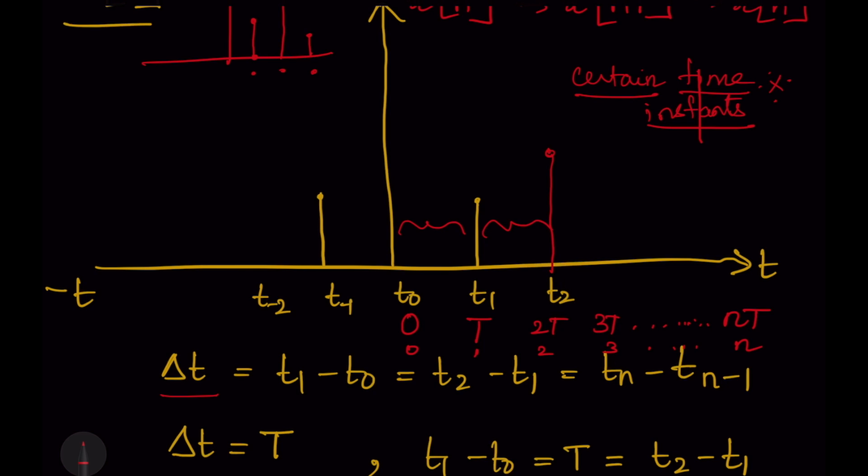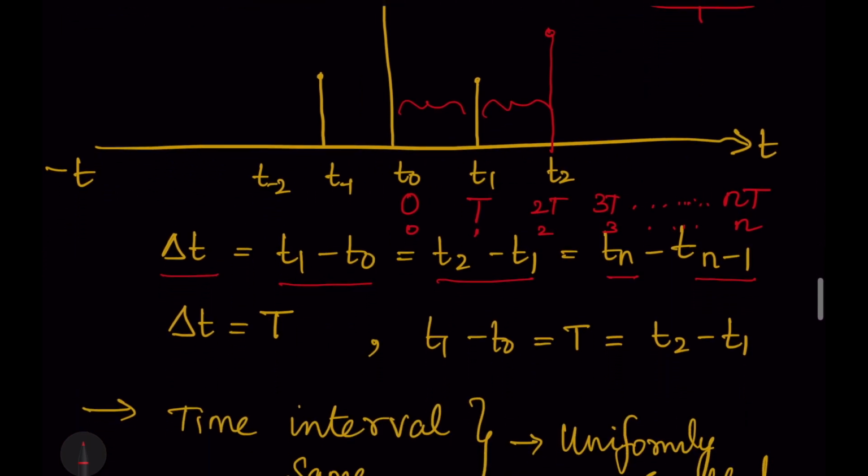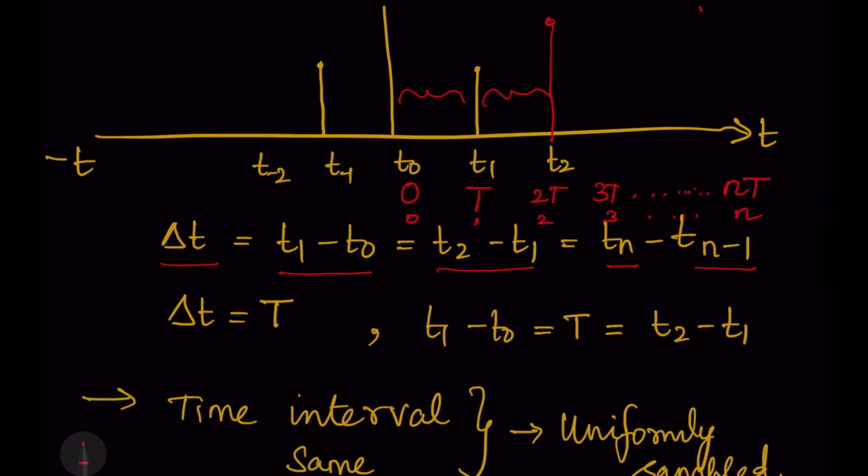It is t1 minus t0, or otherwise t2 minus t1, or otherwise the last value will be what? Tn minus 1. So this is actually the time interval. So for example, if I take the time interval del t to be capital T, what happens here? T1 minus T0 is equal to T. In turn, it becomes what? T2 minus T1. So you can see the difference T1 minus T0 is equal to T, which is equal to T2 minus T1.